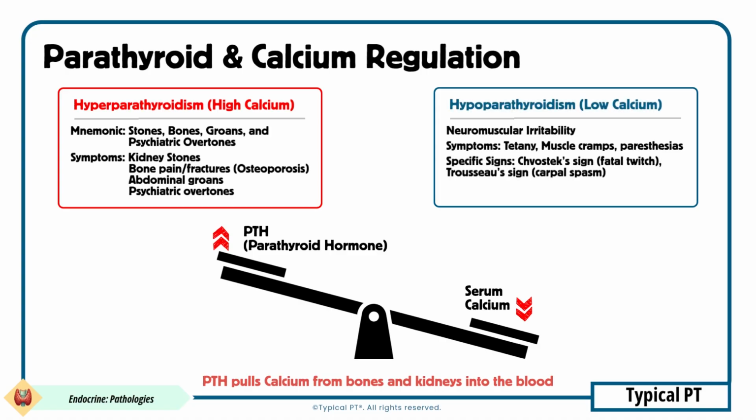Hypoparathyroidism causes low calcium, leading to neuromuscular irritability. Patients develop tetany, muscle cramps, and paresthesias. Two specific signs are Chvostek's sign, where tapping the facial nerve causes facial twitching, and Trousseau's sign, where inflating a blood pressure cuff causes carpal spasm.